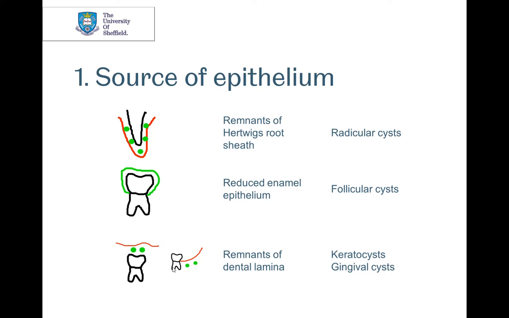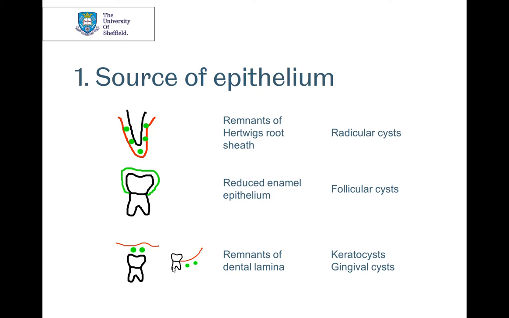Reduced enamel epithelium surrounds the crown of an unerupted tooth. These are ameloblasts that have finished their secretory and their maturing process of the enamel, and they are there in place to protect the enamel before the tooth erupts. If fluid becomes accumulated between the epithelium and the enamel, you then get a cyst forming, and that is the basis of the follicular cyst, that is, dentigerous cysts and eruption cysts.